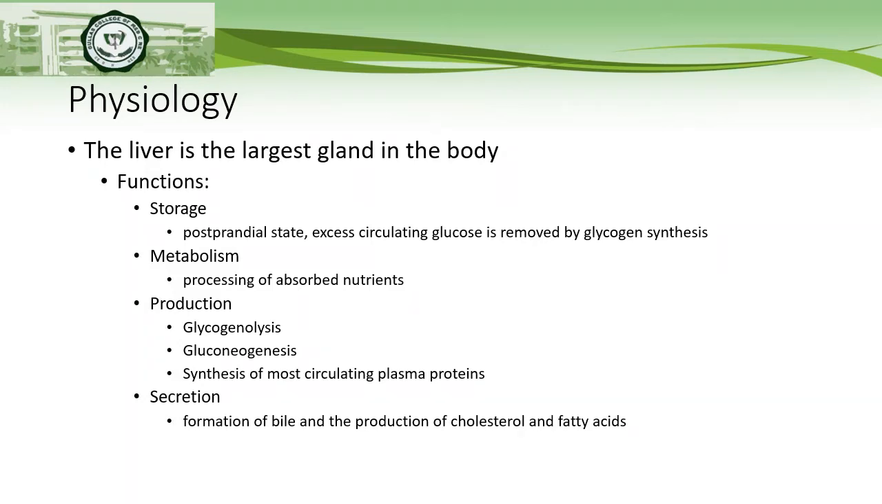The liver can produce glucose by breaking down glycogen through glycogenolysis and de novo synthesis of glucose through gluconeogenesis from non-carbohydrate precursors such as lactate, amino acids, and glycerol. In the postprandial state, excess circulating glucose is removed by glycogen synthesis or glycolysis and lipogenesis. The liver also plays a central role in lipid metabolism through the formation of bile and the production of cholesterols and fatty acids. Protein metabolism occurs in the liver through amino acid deamination, resulting in the production of ammonia as well as the production of a variety of amino acids.